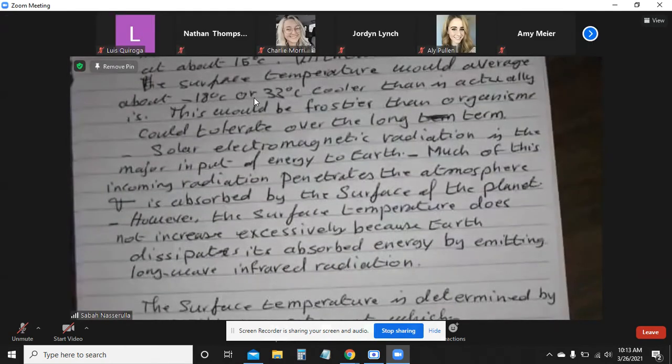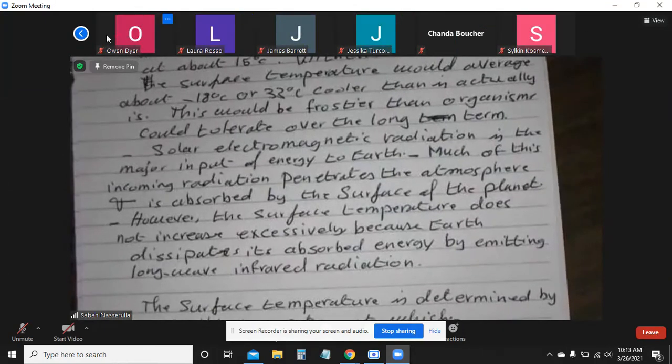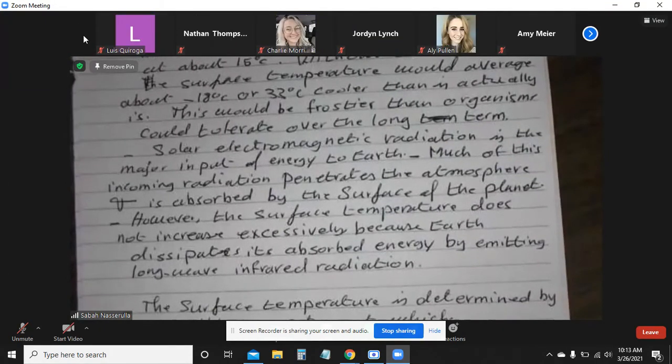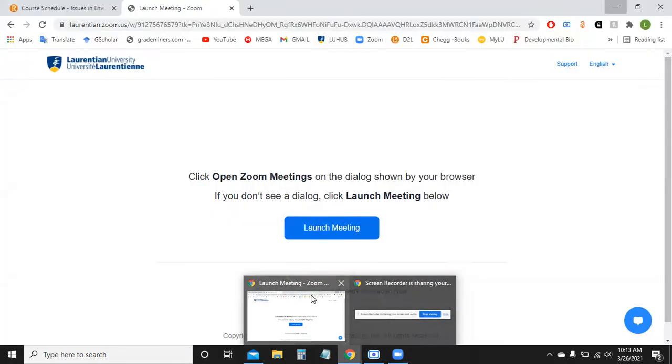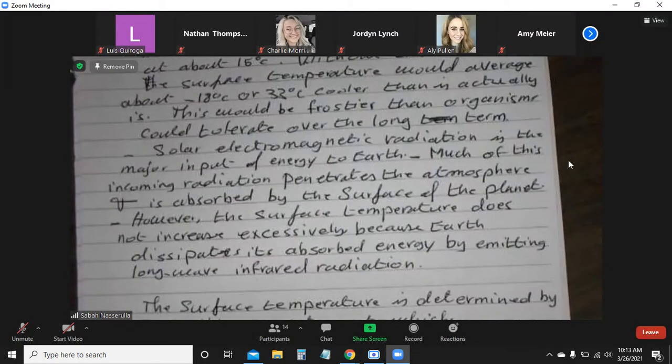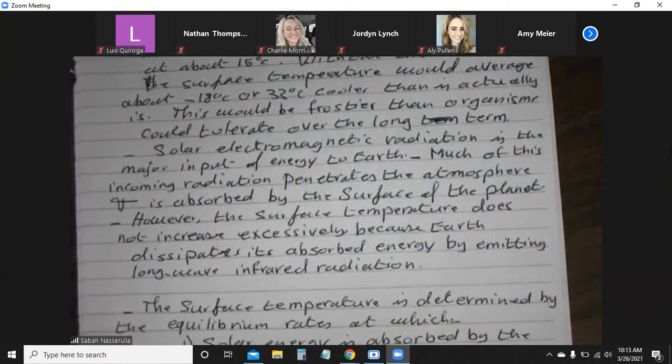Okay. This is R, re-radiated, as I mentioned, in a longer wavelength form.